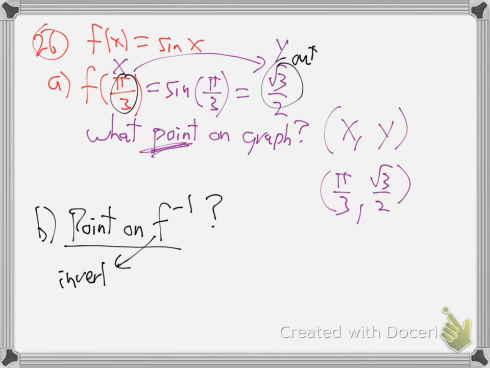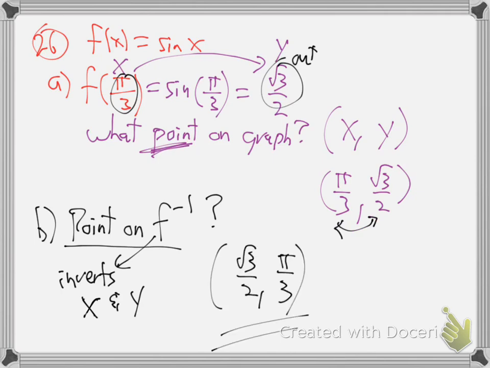It inverts x and y, remember? So you're just going to trade these two. So it's just going to be root 3 over 2, comma pi over 3, done. X and Y just trade. They just want to make sure you remember what inverse functions do. They invert X and Y. Remember, that's how we found them. We would switch X and Y, solve for Y.